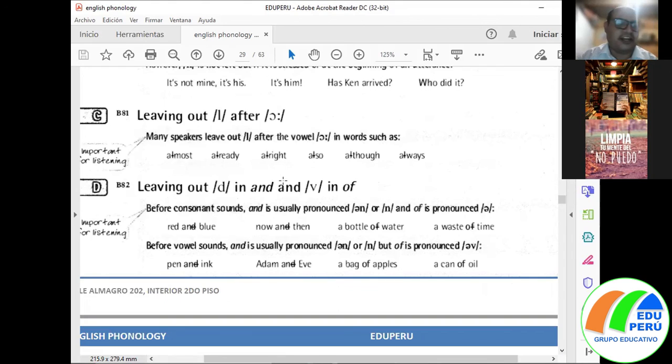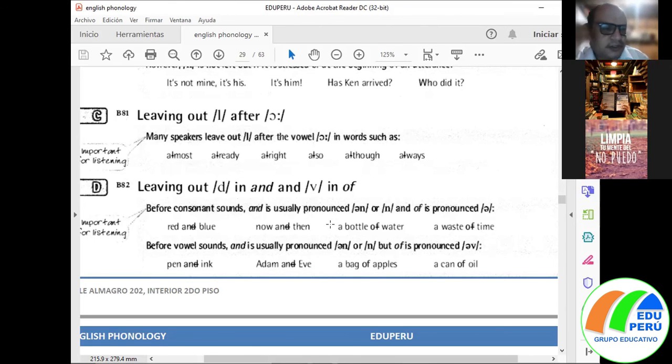Finally, this is the final point: leaving out d in the conjunction and, and v in the preposition of. Remember that this preposition is pronounced with the consonant v, not with the consonant f. Before consonant sounds, and is usually pronounced n. You just say one consonant. And of is pronounced by taking out the consonant v.